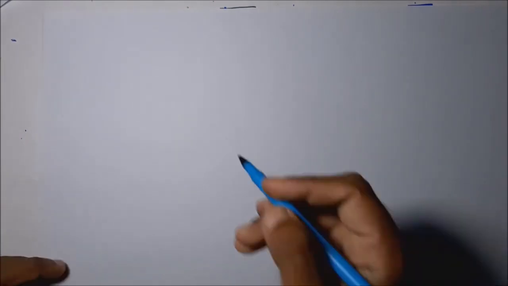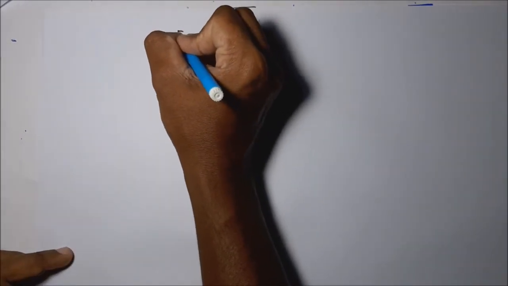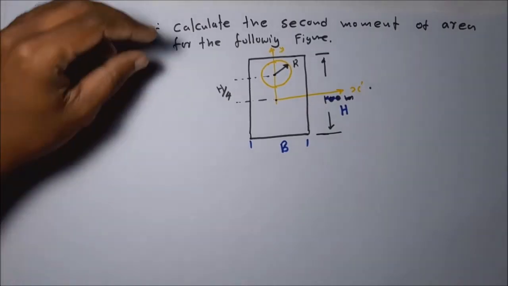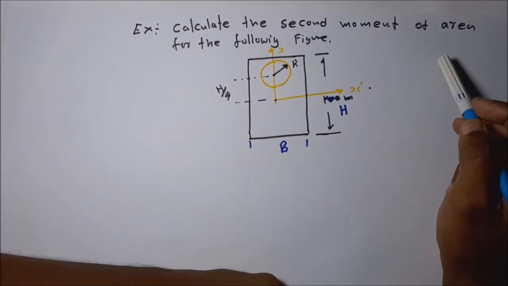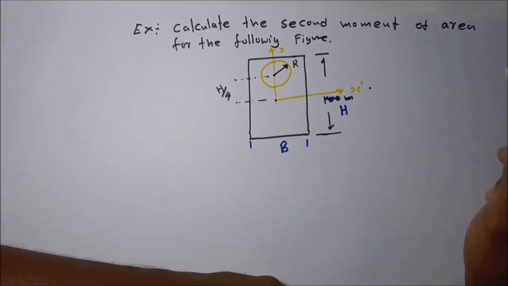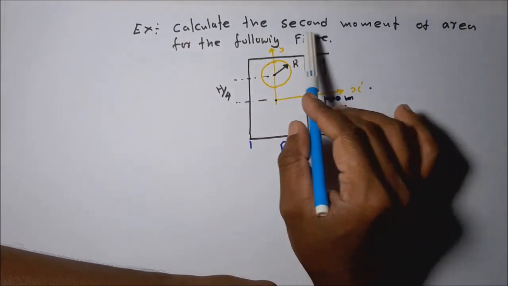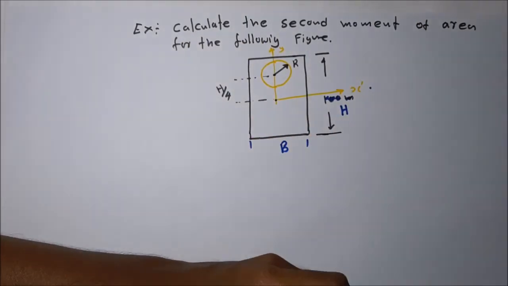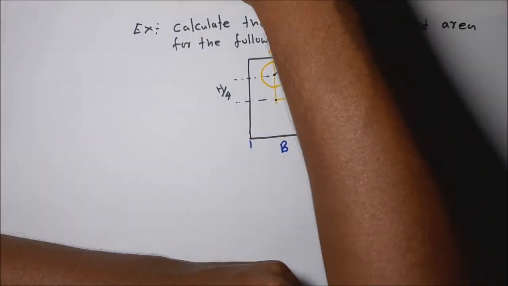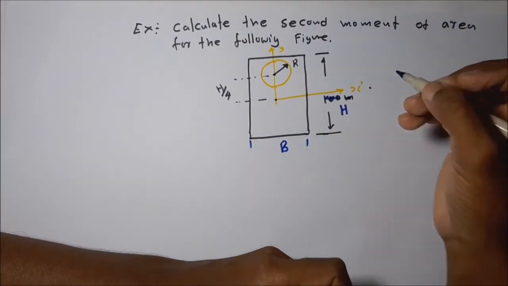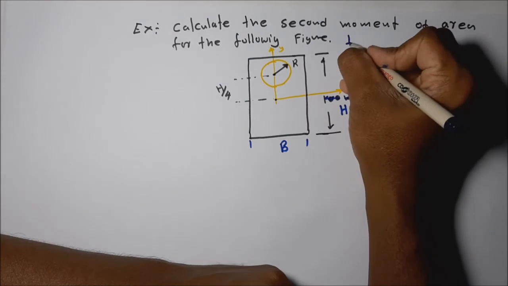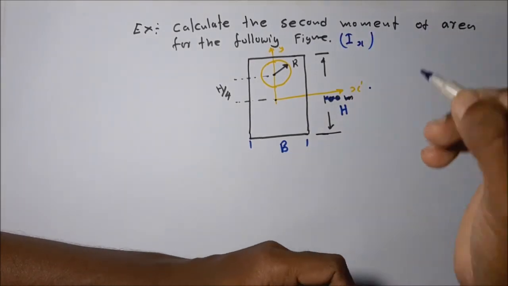Okay, example. Let's take this example from the calculation of second moment of area for a composite section. Calculate the second moment of area for the following figure around the x axis. Okay, this is the x axis. Ix we have to calculate.